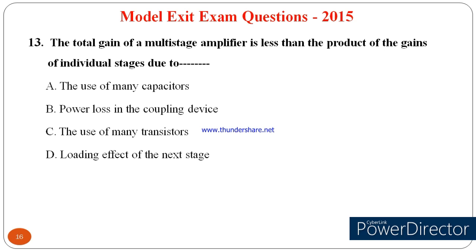The overall gain of a multi-stage amplifier is not equal to the product of the gains of individual stages due to the loading effect of the next stage. Since the input resistance of the second stage forms a voltage divider with the output resistance of the first stage, the gain of the multi-stage amplifier is not equal to the product of the individual stages' gain.